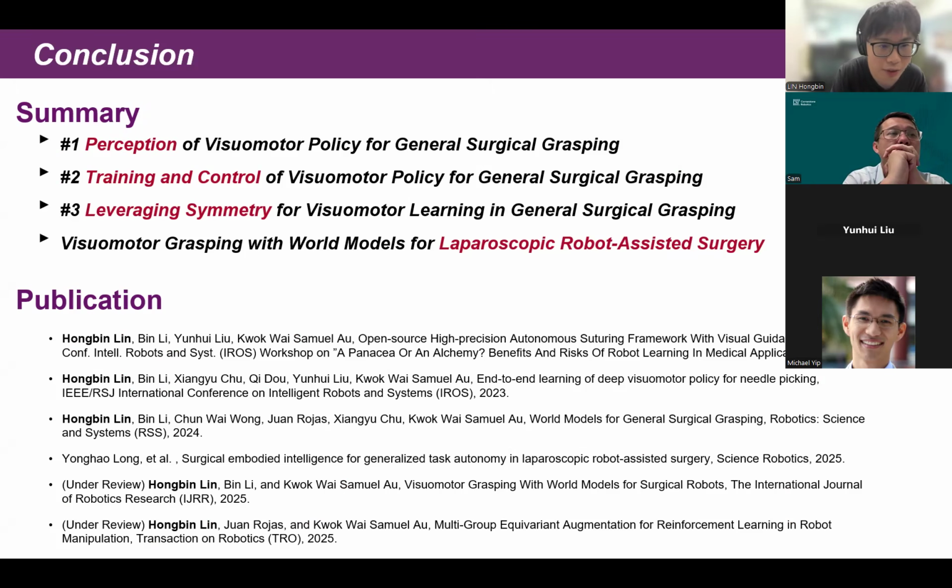We are submitting to IGRR for the first two works and TRO for the third work. And this is the previous publication here. And I also participated in the CUHK Science Robotics paper.